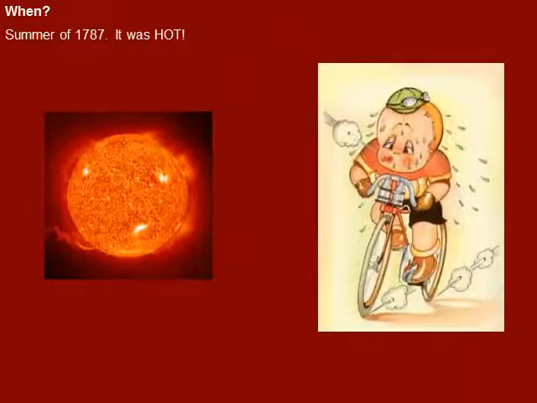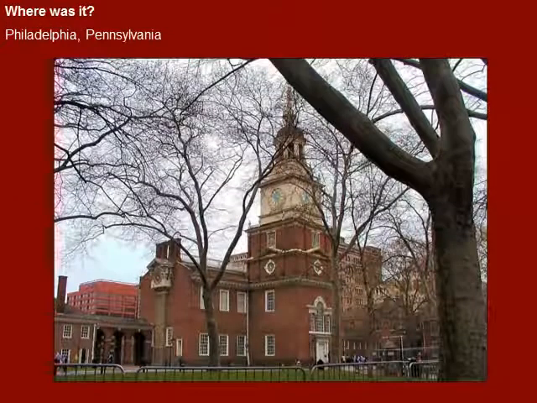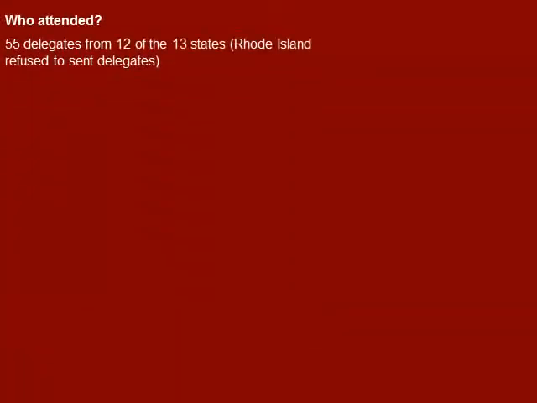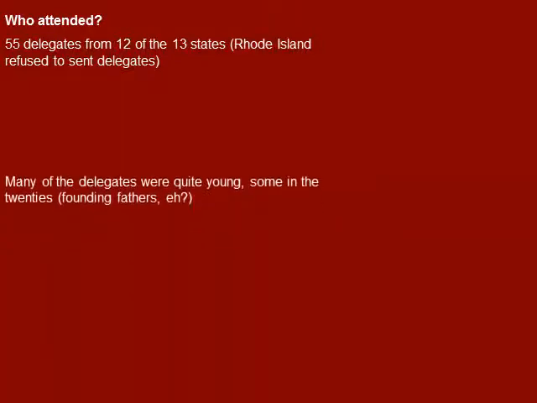So when was it? It was in the summer of 1787, famous for being a very, very hot summer and a very hot convention. It was in Philadelphia, Pennsylvania. And as far as who attended, 55 delegates attended the convention from 12 out of the 13 states. Rhode Island refused to send delegates. Perhaps they were pleased with the Articles of Confederation. They were a small state, so perhaps they weren't interested in reforming them.